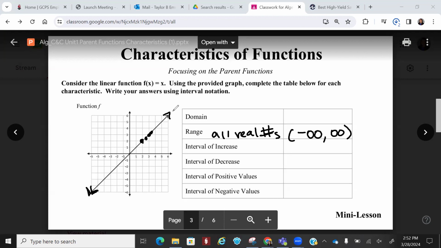Right. Okay. Domain is also going to be the same. I can plug in any number and get an output. There are no poles in this graph. Now, is this increasing or decreasing? Start from the left. Okay. And is it increasing the entire time? Yeah. Okay. So that's from negative infinity to positive infinity. It's not decreasing.